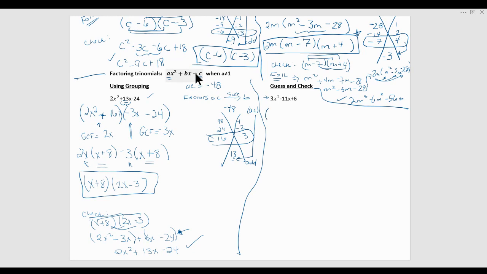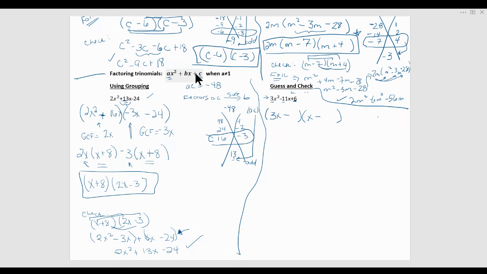We know from distributing or FOIL that in order to get 3x squared, I'm going to have a 3x times an x. That's the only way I can get 3x squared in my first term. So I know it's going to be 3x times x. My third term is going to be a positive. So it's either going to have a positive times a positive or a negative times a negative. Well, I want my center term to add up to be a negative, so I know this is going to have to be 2 subtractions or 2 negative values in this second term.